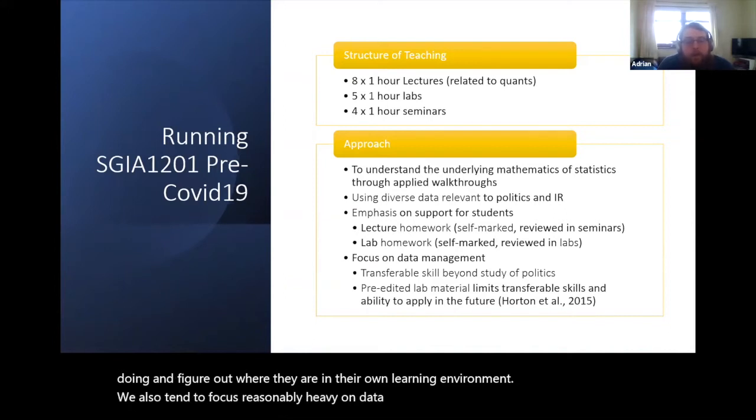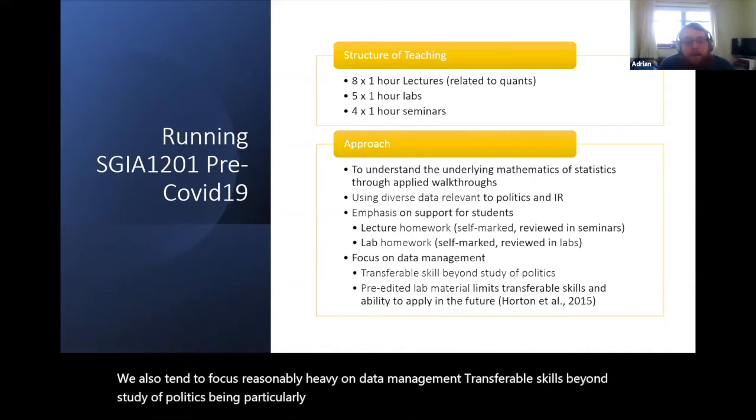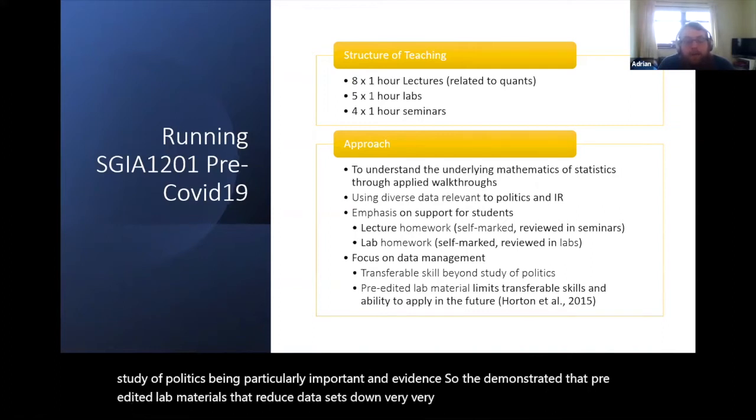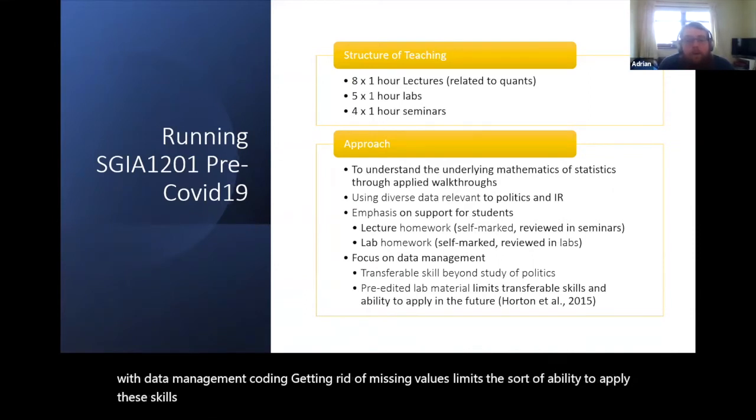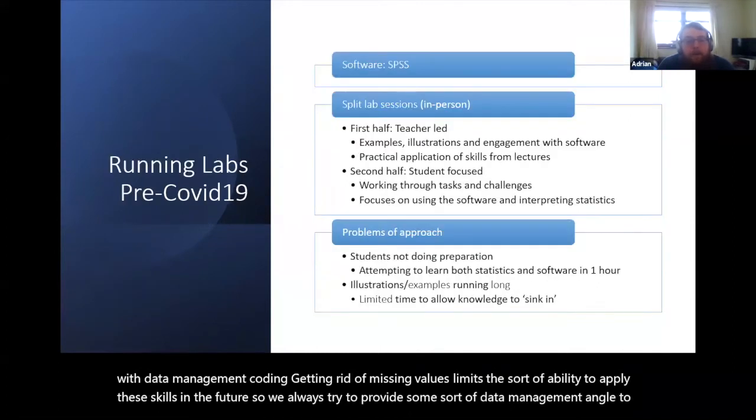Transferable skills beyond the study of politics are particularly important, and evidence demonstrated that pre-edited lab materials, which reduced data sets down very small and had already dealt with data management, coding, and getting rid of missing values, limit the ability to apply these skills in the future. So we always try to provide some sort of data management angle to this course as well.